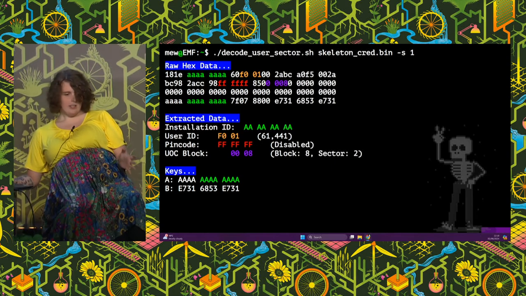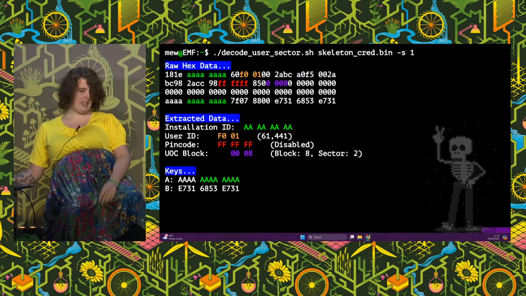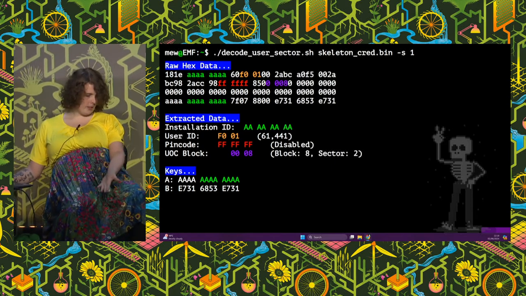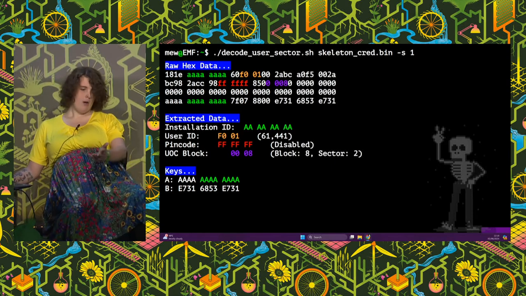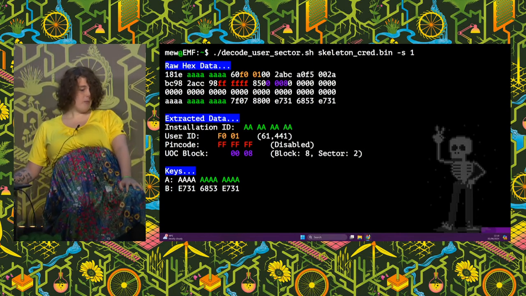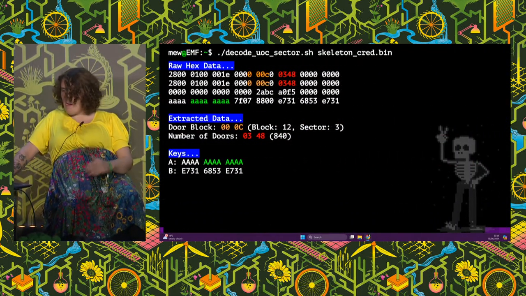So this is a dump, using a little script that I made, of one of the skeleton keys we made. The installation ID is listed there, and you can see it's the last four digits of the key that's used to read it. Full as our user ID. FFFF means disabled for the PIN code, and the update-on-card block is set.